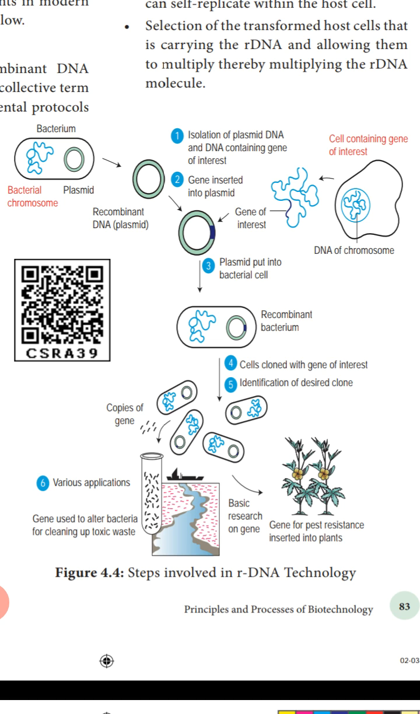Now the cells are allowed to clone with the gene of interest, the desired clone is identified, and it is allowed to multiply. Next, the various applications of these clones: whether they are used for toxic cleaning purposes, or in research work, or for pest resistance. So these are the steps involved in genetic engineering that we are going to study now in detail.